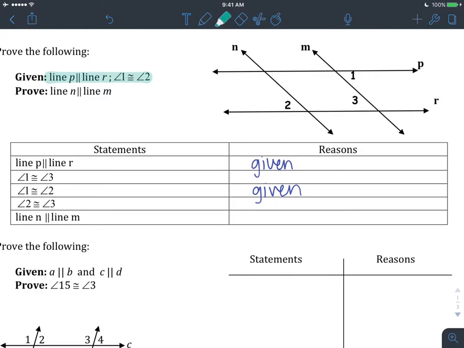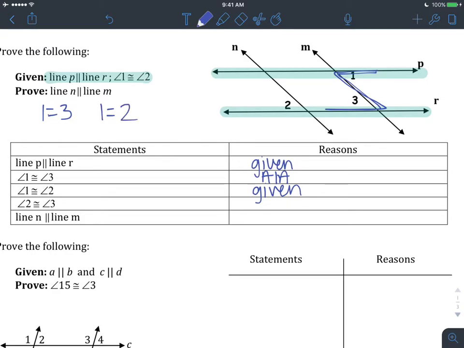So we have these two parallel lines, P and R. If we know that those two lines are parallel, then we know that 1 and 3 are congruent because those are alternate interior angles. Okay, then we know that 1 and 2 are congruent. So what that means is 1 equals 3, and then 1 is also the same as 2. So 2 and 3 have to be congruent by the transitive property.